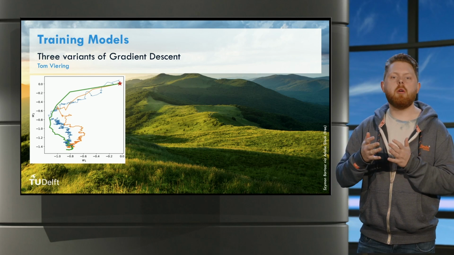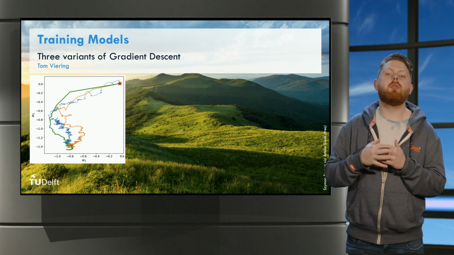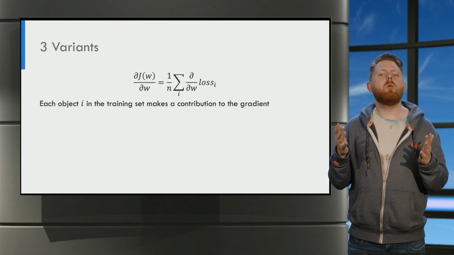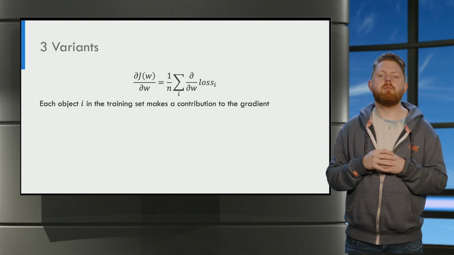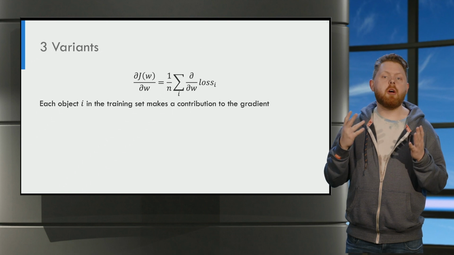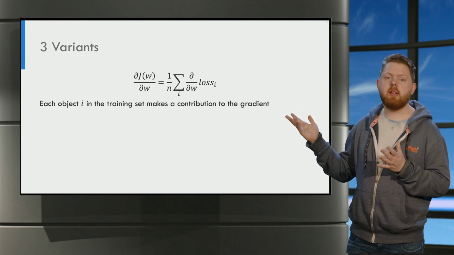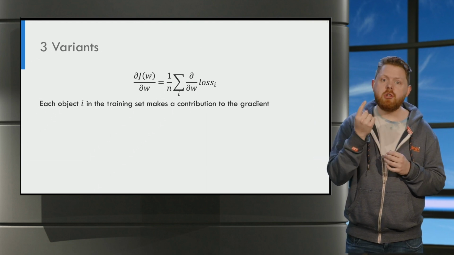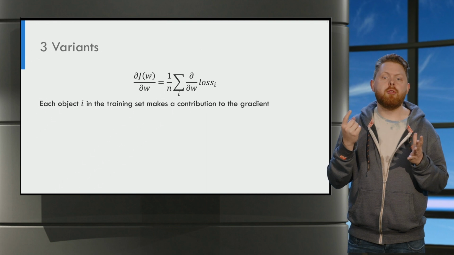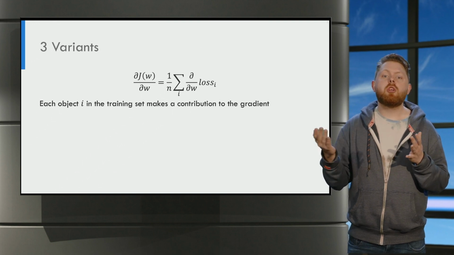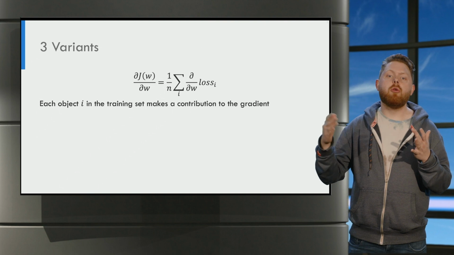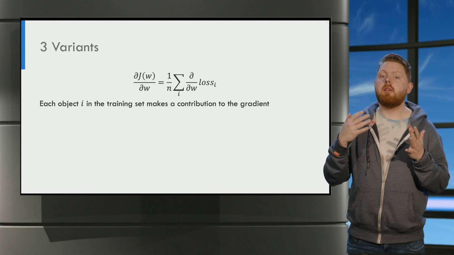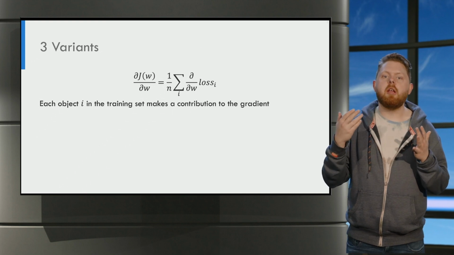In this video, we're going to discuss the three variants of gradient descent. To start with, why do we even have three variants? Well, that is because you can write the gradient of the objective as a sum over n gradients. Each object in the training set contributes a gradient vector, which are summed together to get the total gradient. There are different variants because we can decide not to use all objects in each update.